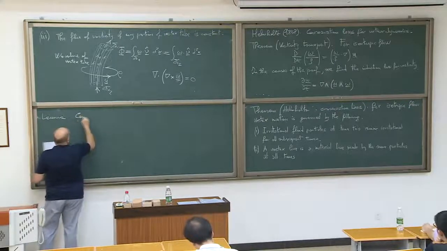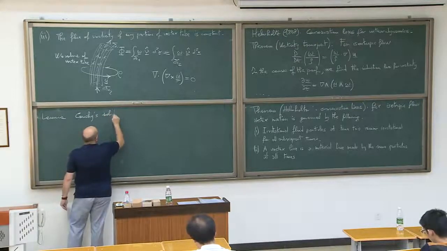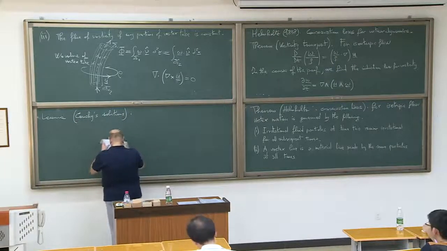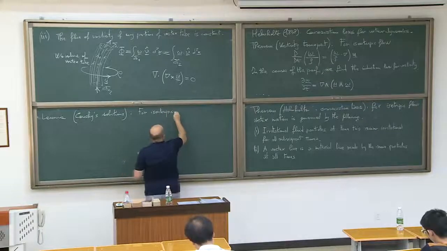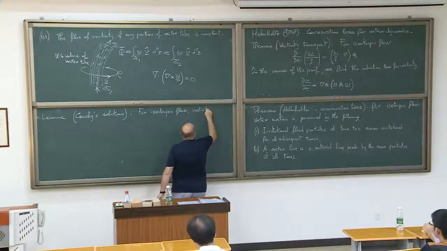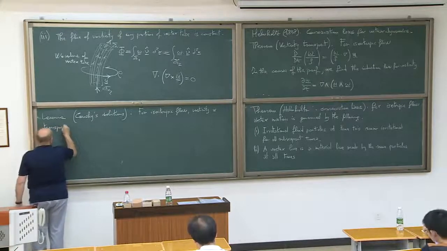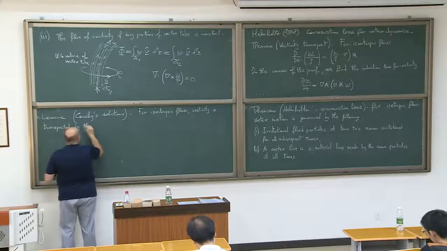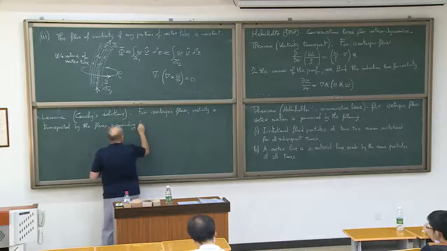Let's say Cauchy. Maybe I'm wrong to call them solutions, but you will see in a moment why I call them Cauchy solutions. I want to show that for isentropic flow, vorticity is transported by the flow according to the following.